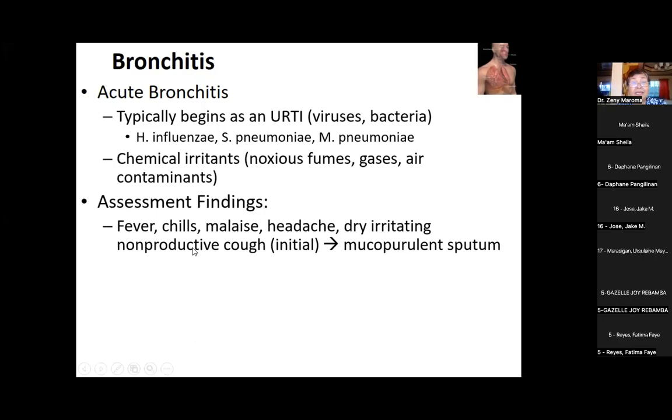Initially, dry, irritating, non-productive cough until mucopurulent ang sputum. Ano ibig sabihin ng mucopurulent? The mucus is mixed with pus. Kasi the vascular response, cellular response is because of phagocytosis, there'll be dead organism, there'll be dead bacteria. Kaya may pus. Sasabihin ng pasyente, may nana po ang aking sputum. Anong kulay? Yellow.